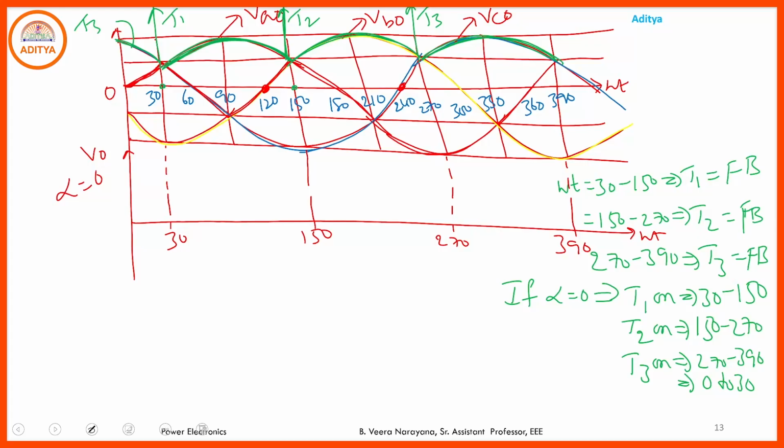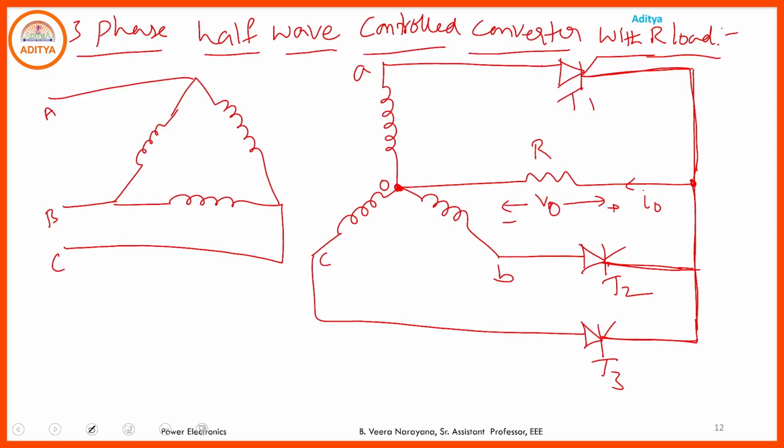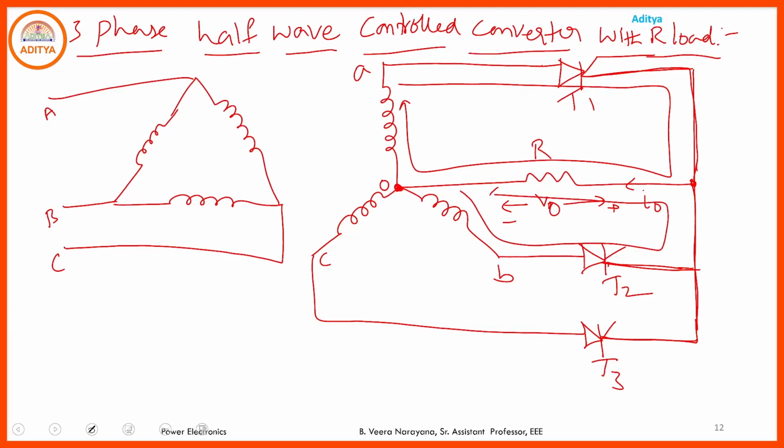So what are you getting here? From 0 to 30, T3 is on. If T3 is on, then output voltage V0 equals Vc0. If T2 is on, then output voltage equals Vb0. If T1 is on, then V0 equals Va0. Why? Because if T1 is in the on state, the current flows through the circuit like this. If T2 is on, current flows through the circuit like this. If T3 is in the on state, in this way the current flows through the circuit.